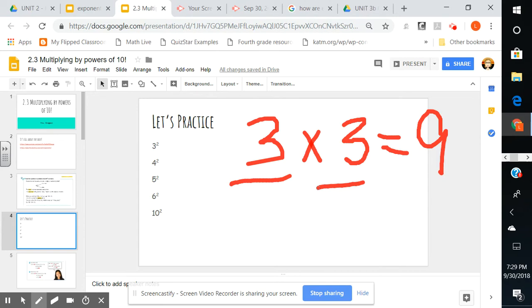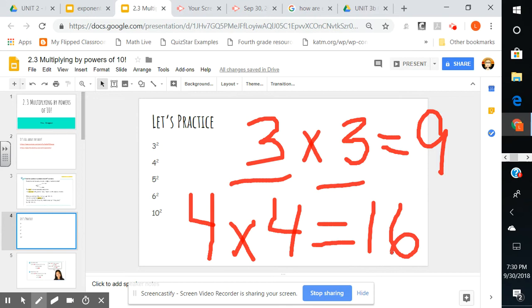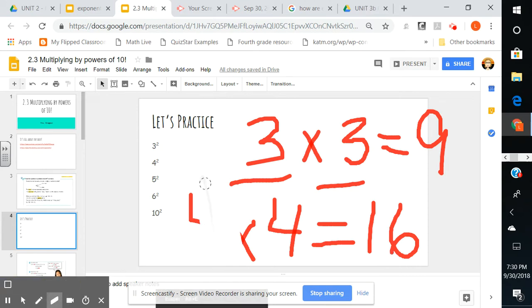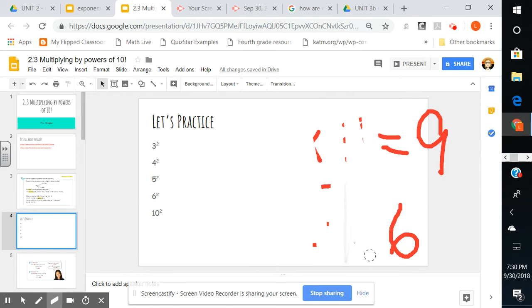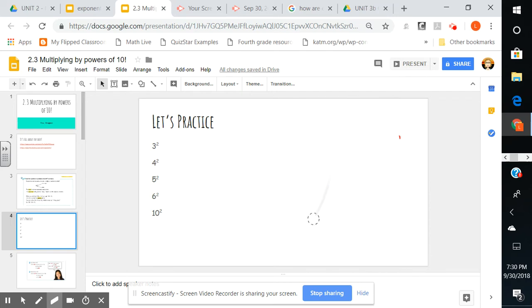Now 4 to the second power, please write each one down. So write 4 to the second power, then write 4 times 4, which equals 16. Then do the same for 5 to the second power, then 6 to the second power, and then 10 to the second power, which we sort of did in the first slide. But do it again, please. And please be sure to understand that it's not saying multiply by 2. That is incorrect, or else they would both be the same size. 3 to the second power means 3 times 3, not 3 times 2.